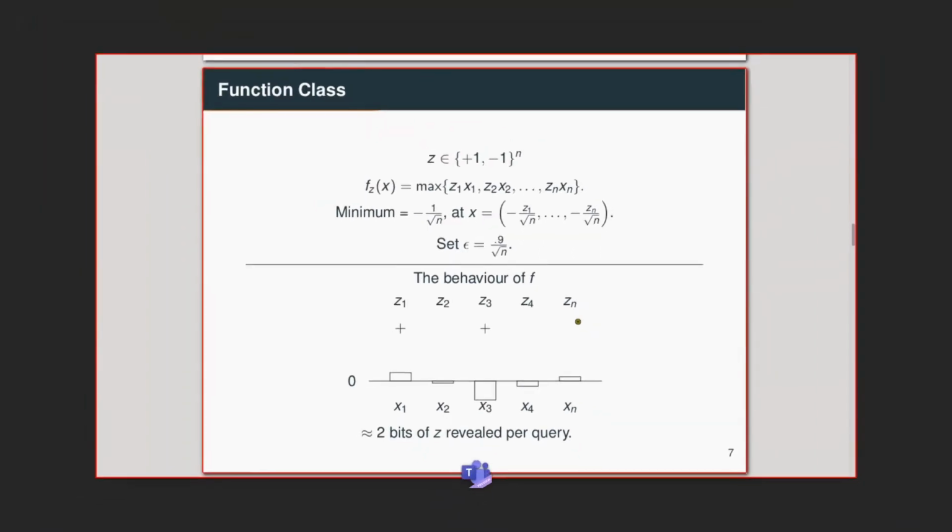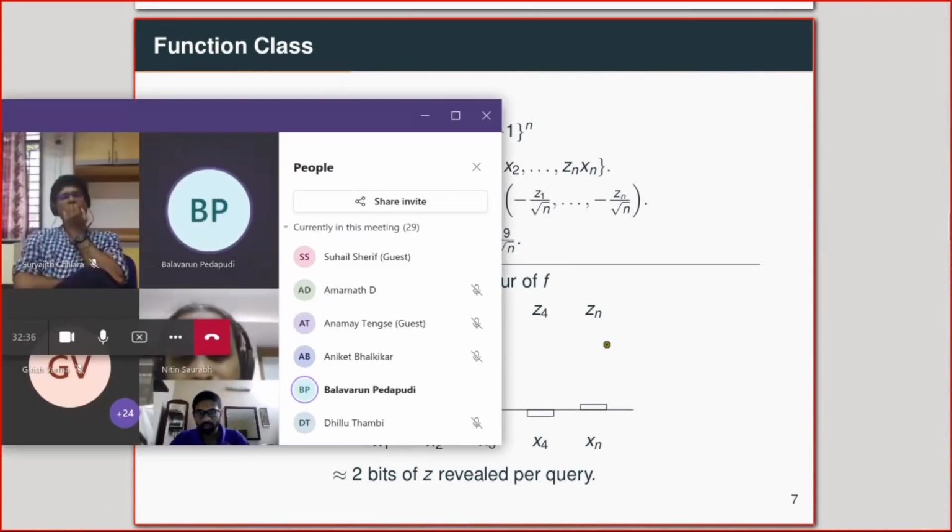All right, so could you explain, sorry, could you explain how you're getting the probability half?